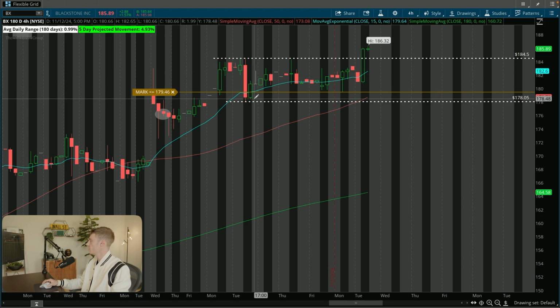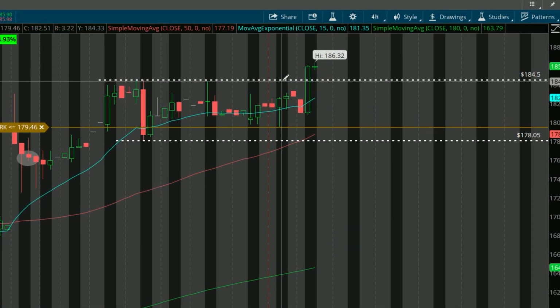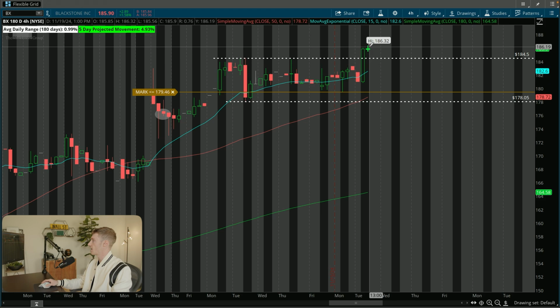So a little support formed there at 178.05. We got some resistance, and we started trading within this range between 178.05 and essentially 184.50. Now, what happened today, as you can see, is we broke above this key level of resistance we had tested last Thursday. We tried to break, were rejected. This was a third attempt, and today we just got our break.